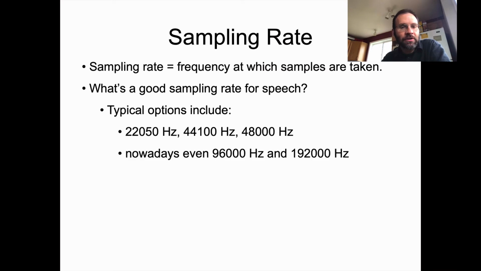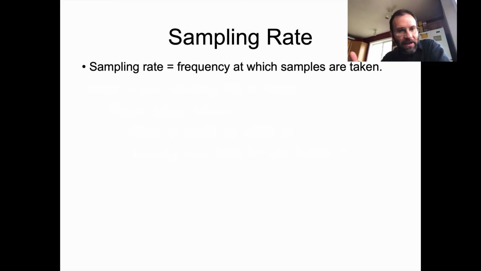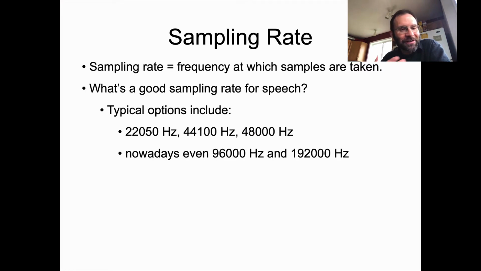I'm going to ask you a question. I said sampling rate is the frequency at which samples are taken. This is a rhetorical question because I've already kind of given you the answer, but what's a good sampling rate for speech? Typical options you'll see are at the low end like 22,000 hertz or 22,050 specifically. 44,100 hertz, that's what our sound file was originally sampled at. 48,000 is another popular option. Sometimes nowadays you see systems go much higher than that, like 96,000 or 192,000.